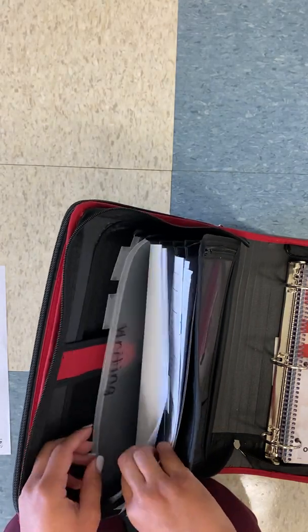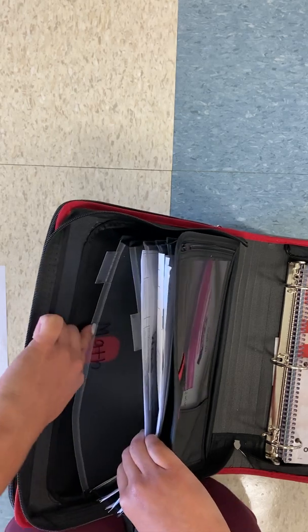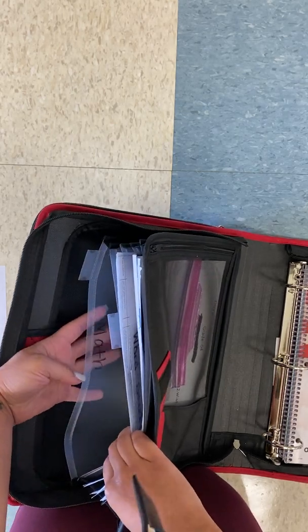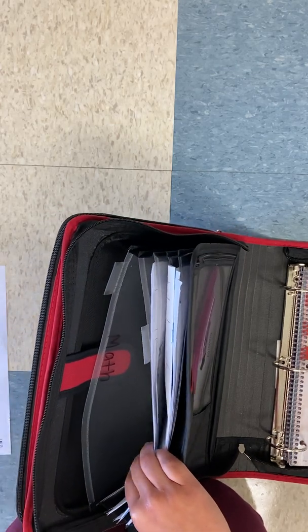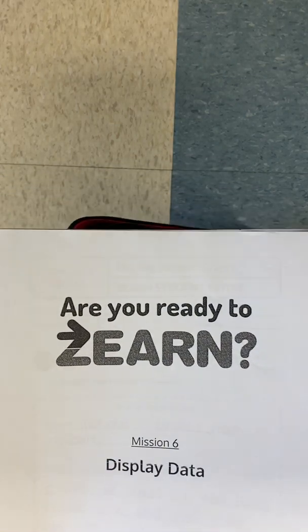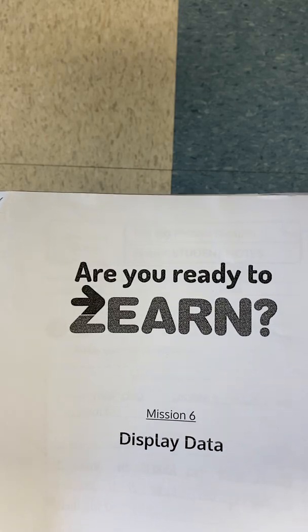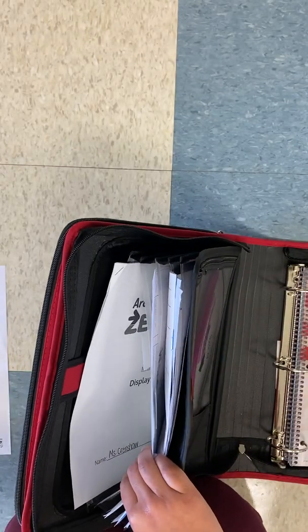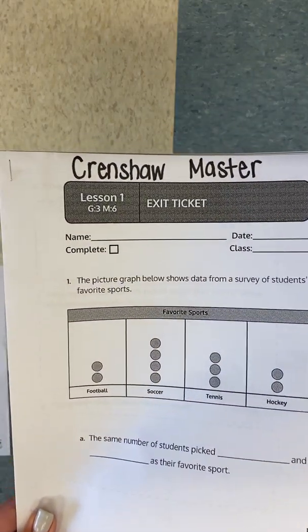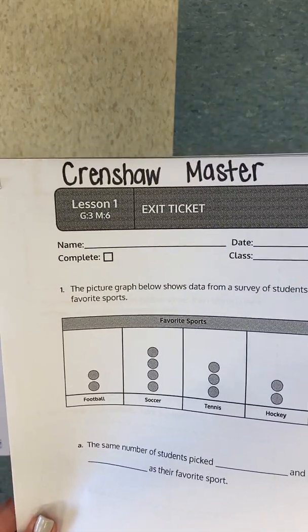Our next pocket is going to be for anything we have for math. So far, you have been given your Are You Ready to Zern packet. You also should have received a packet of exit tickets. Go ahead and place that in your math folder.